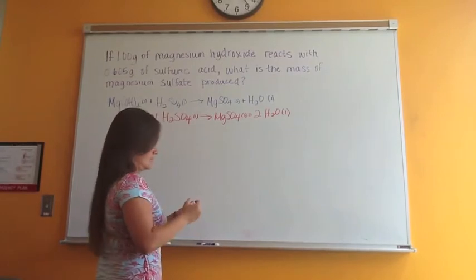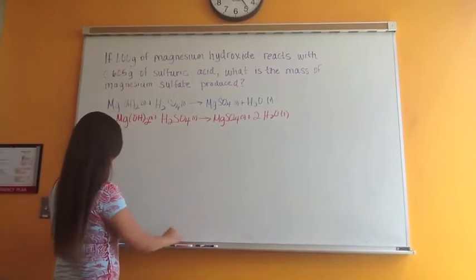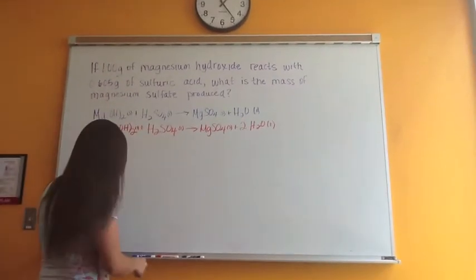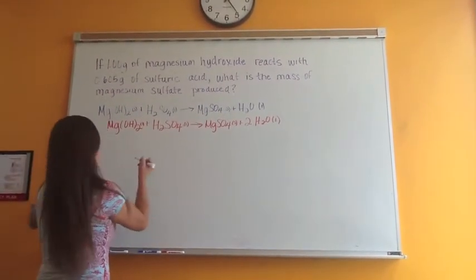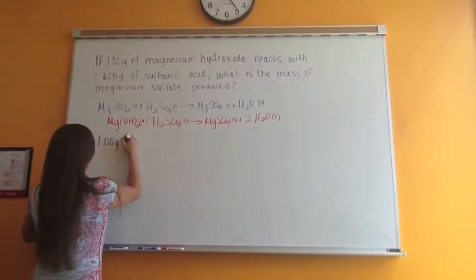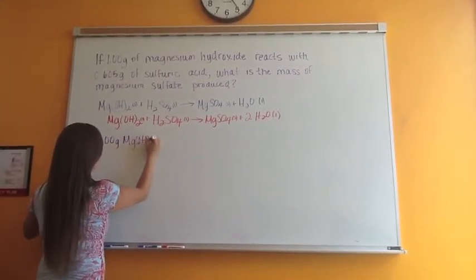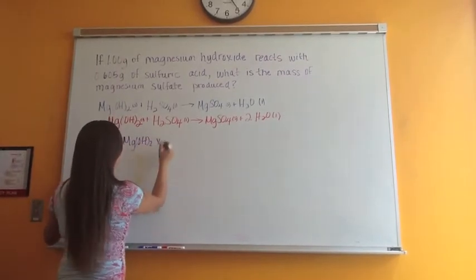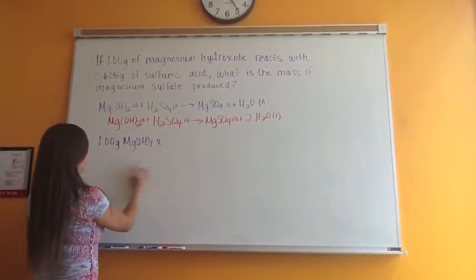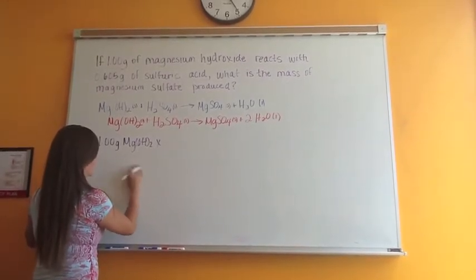Alright, the next step we're going to do is take the given mass here, which is 1 gram of magnesium hydroxide, and figure out the mass of magnesium sulfate at the end. So first we'll put the 1 gram of magnesium hydroxide. From this, we know that we need to move from grams to grams, so we need to translate that to moles.